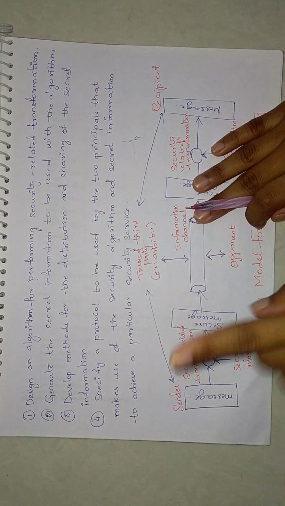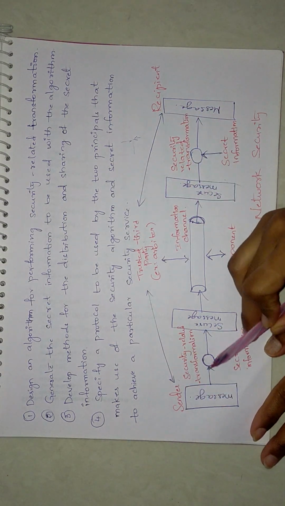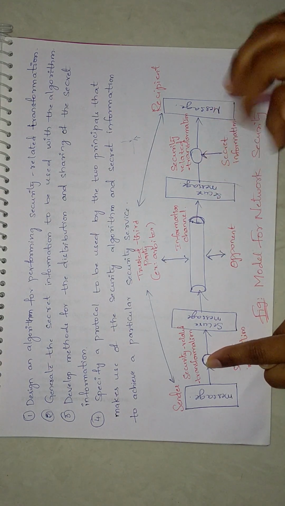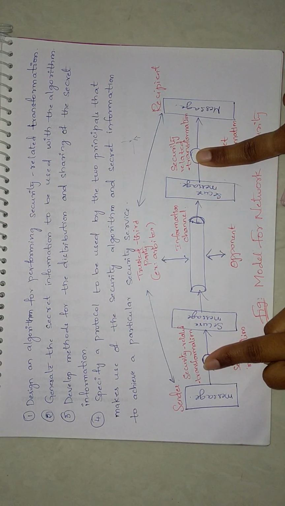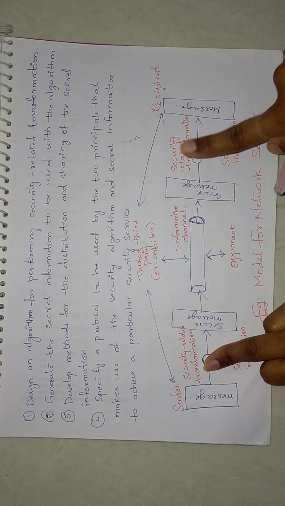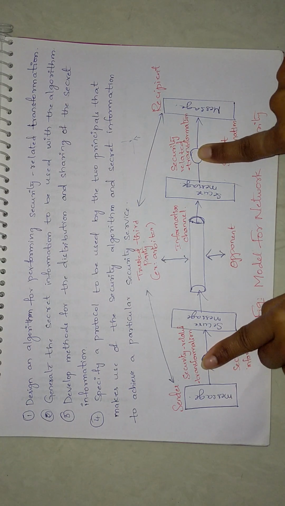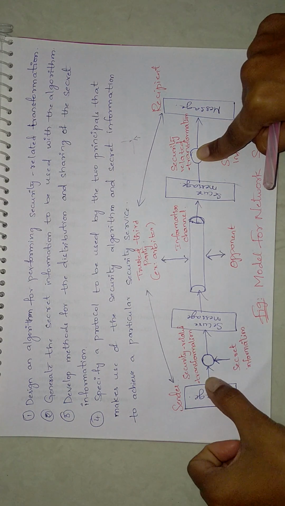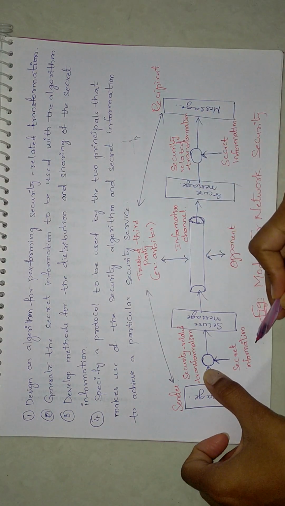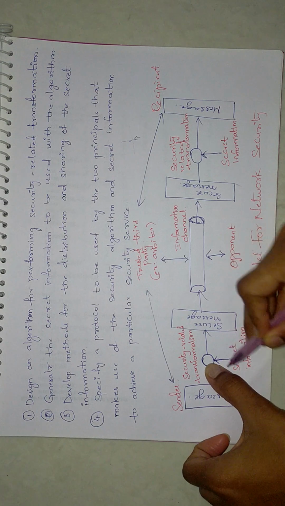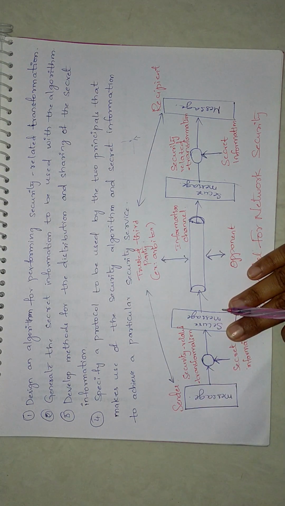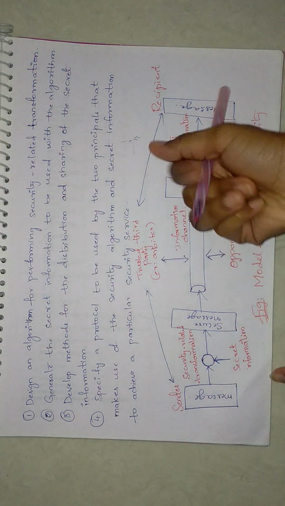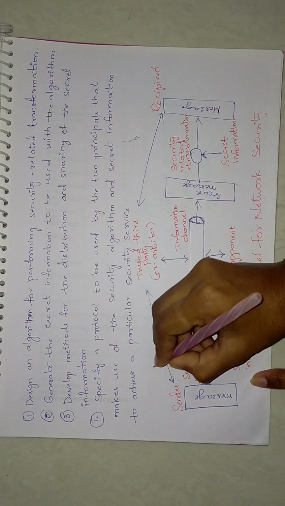Opposite means. Okay, now first this is secret information, and this secret information will be the same. Sender side secret information, receiver side secret information. Now what will happen is, when a message is sent from the sender, a secret information will be attached to that message. For example, let's take a small text here. Okay, we are sending hello.